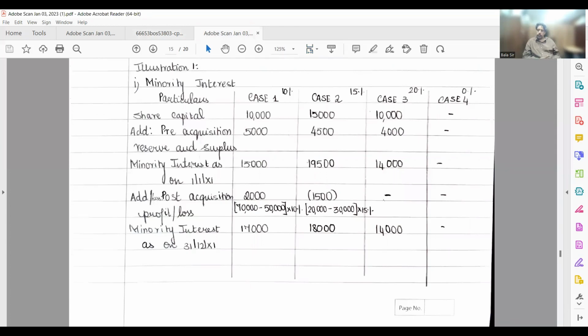Minority interest. So what do you do? Share capital, how much? It is 10% of 1 lakh rupees, which is 10,000. Then add pre-acquisition reserves. 50,000 rupees into 10%, how much? 5,000 rupees. And in all, 15,000 is the minority interest on acquisition date. Then add post-acquisition profits, which will be 70,000 minus 50,000, which is 20,000 rupees. On that 10% is 2,000 added. Total, how much? 17,000. And that is the minority interest on 31st December X1.